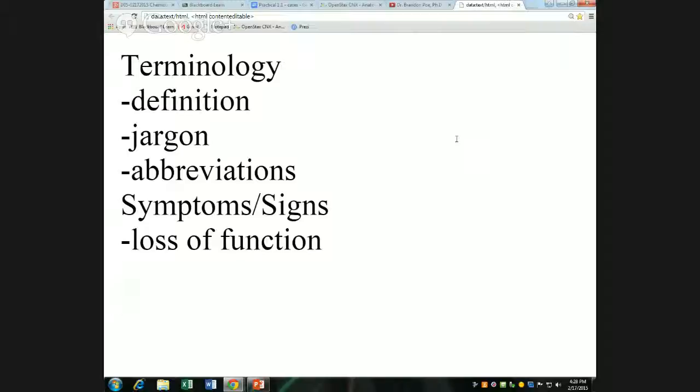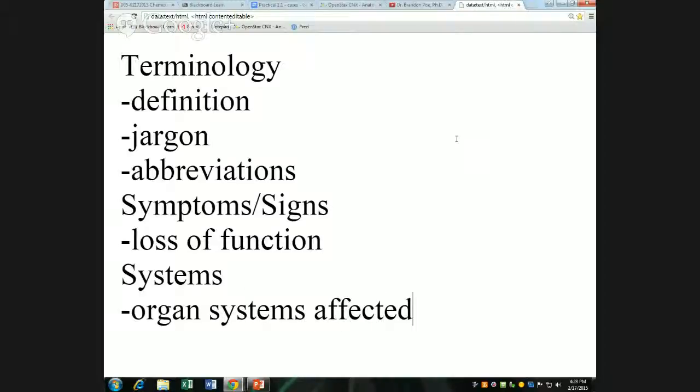Then I want you, from the list of symptoms or signs that you've come up with, those functions that have been lost, come up with a list of the systems that are related to that. Specifically, those are the organ systems that are affected. So if she's got a cough, which organ system is that a symptom of? Immune system. No.